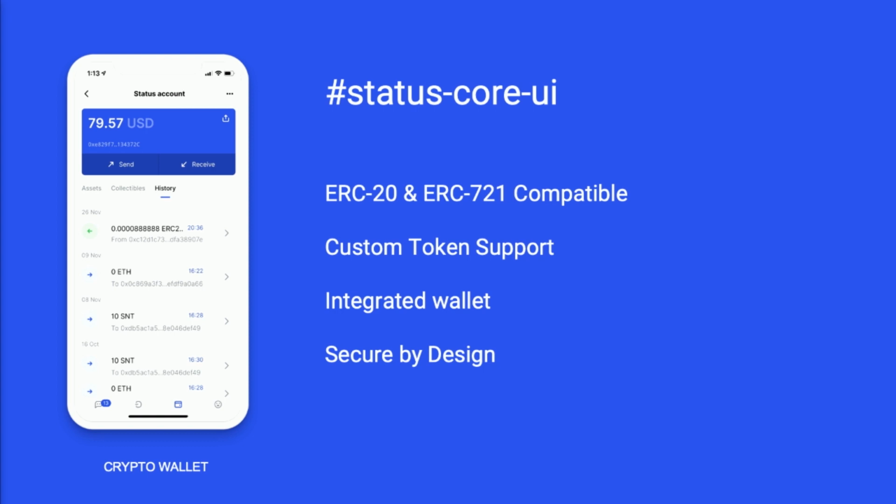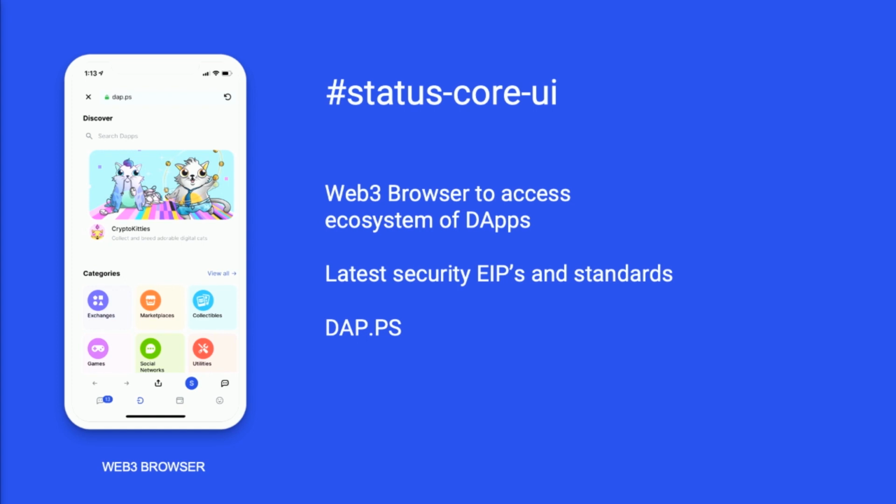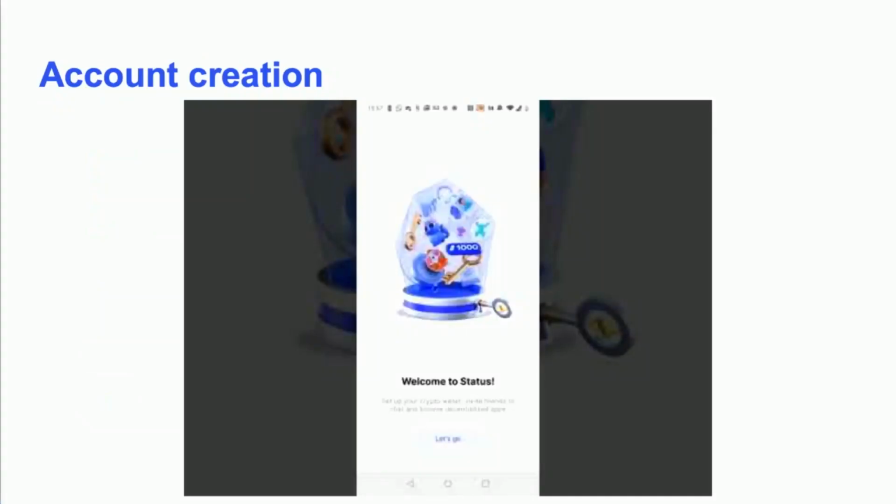The wallet is ERC20 and ERC721 compatible. You can have multiple wallets. You can have addresses that you just watch, not necessarily yours. We have a Web3 browser in the app. Also, you can choose which wallet you want to use for the dApp. And yeah, that's pretty much it.